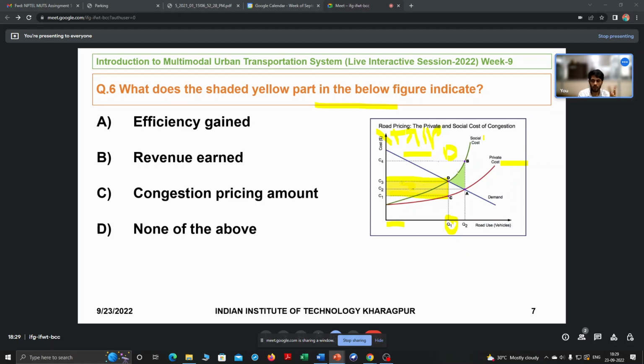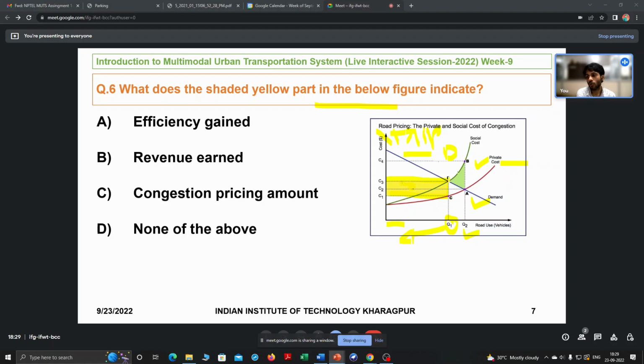So it may not be this straightforward, because even if you are imposing a toll, there are certain people for whom demand will immediately reduce, right? So suppose Q1 is the initial scenario where A1 and B1 are your private cost and social cost. Now you introduce a tolling system, so my personal cost will increase, so my demand will decrease immediately, right? So my demand is decreasing.